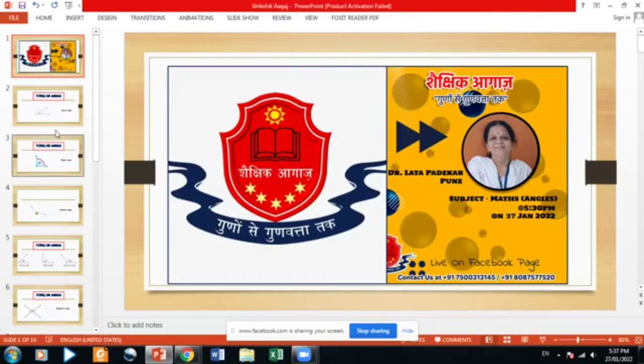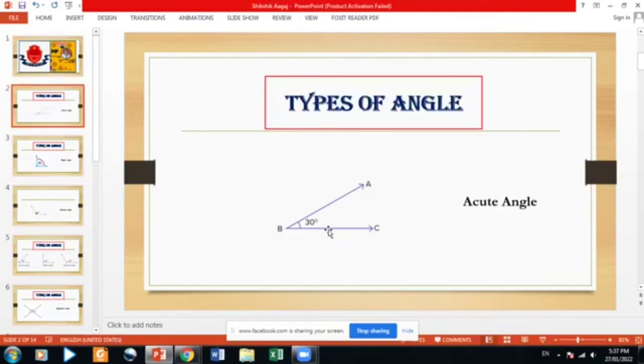So when we are learning types of angles, there are different types of angles. Initially we know that we need rays to form an angle. When there are two rays whose origin is one and the same, at that time there is formation of an angle.